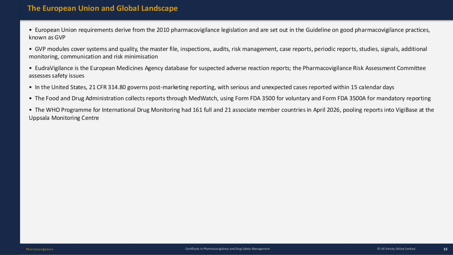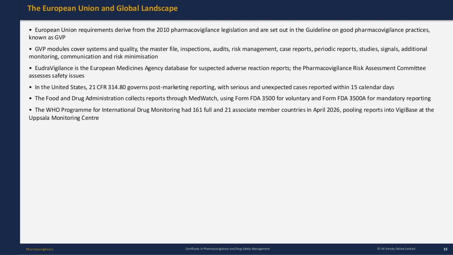The European Union and global landscape. European Union requirements derive from the 2010 pharmacovigilance legislation and are set out in the Guideline on Good Pharmacovigilance Practices, known as GVP. GVP modules cover systems and quality, the master file, inspections, audits, risk management, case reports, periodic reports, studies, signals, additional monitoring, communication, and risk minimization.